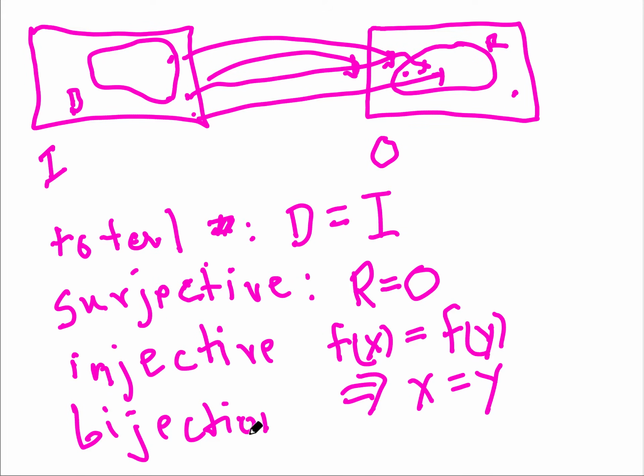What's bijective? Bijective is total plus surjective plus injective. Now sometimes you may have heard that bijective is surjective plus injective. When people say that, they're assuming all functions are total. In computing, we do not assume all functions are total.